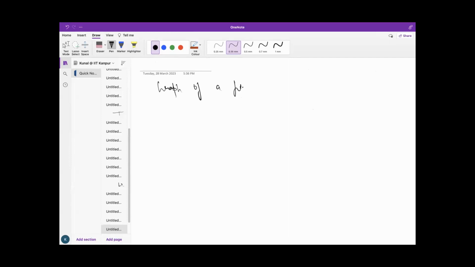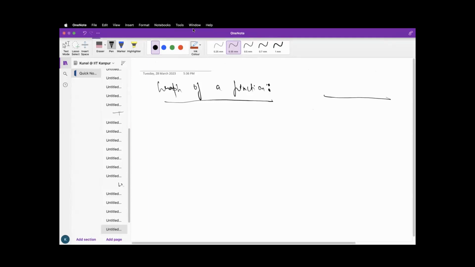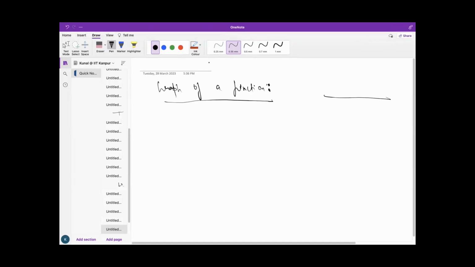Graph of a function will look like something like that. And why the same f(x)? This is our f(x) function. f(x) is continuous in x belongs to a to b. This is our x is equal to a. This is our x is equal to b.